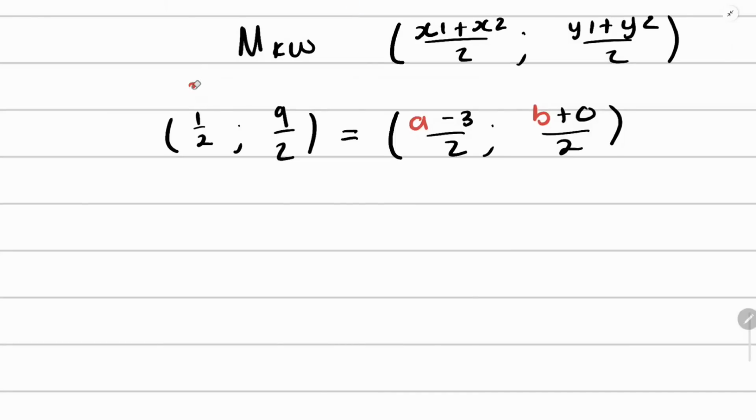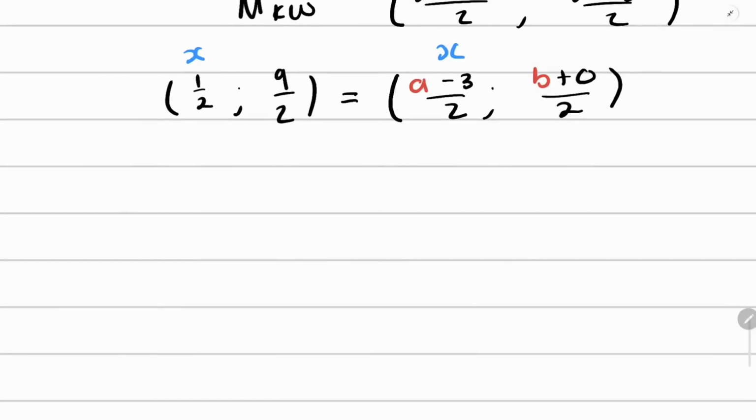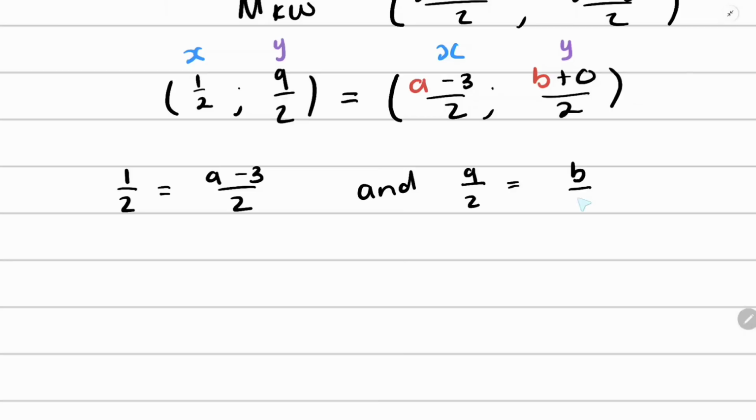This is the x value of this midpoint. This is the calculation for the x value of the midpoint. So we make them equal to each other. So this means that 1 over 2 is equal to a minus 3 over 2. And likewise, this is the y value of the midpoint. This is the calculation for the y value of the midpoint. So we also make them equal: 9 over 2 is equal to b over 2. I'm now going to write b plus 0, because b plus 0 is just b.